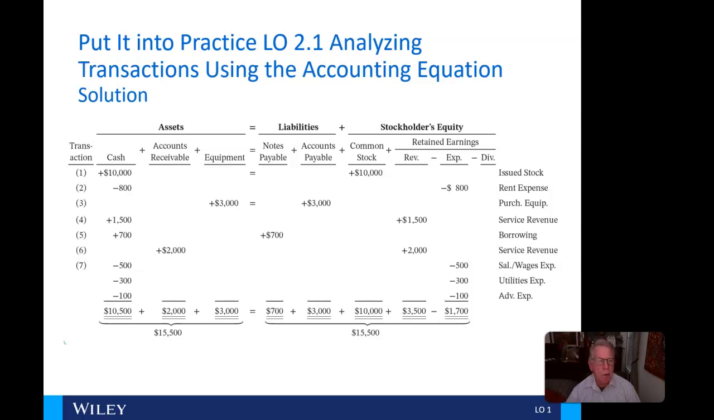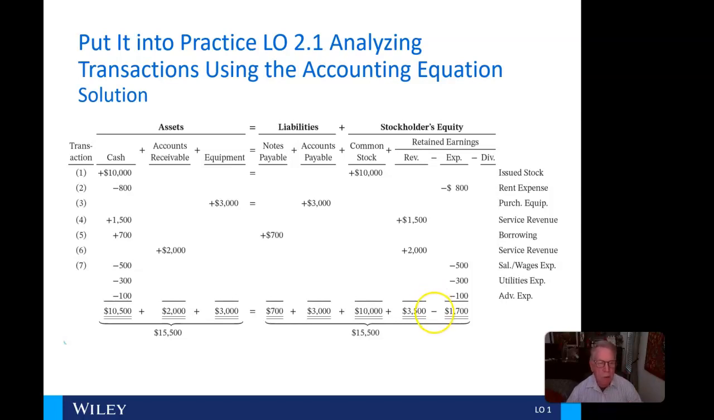And then in number 5 here, we've borrowed some money here. Whenever we borrow money from the bank, you can bet it's going to be a note payable. The banks are very fussy about their paperwork. And we're going to debit cash because we received that cash, but we've also incurred a liability, notes payable. Service revenue here, we have performed some service, but we did it on account, not for cash, sometimes called on credit. So here we've debited accounts receivable and credited revenue.